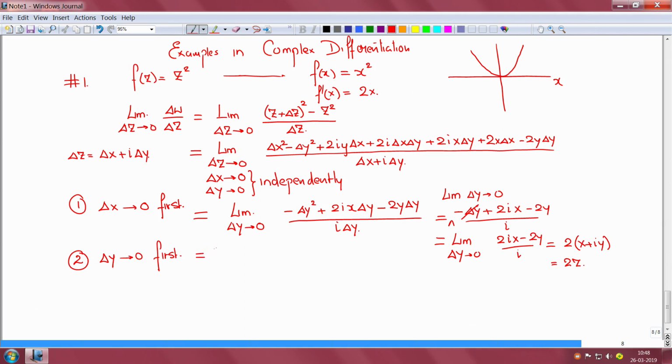Then also you will get the same answer. A similar procedure can be followed. The answer then turns out to be twice z again. So, I will not repeat the process.